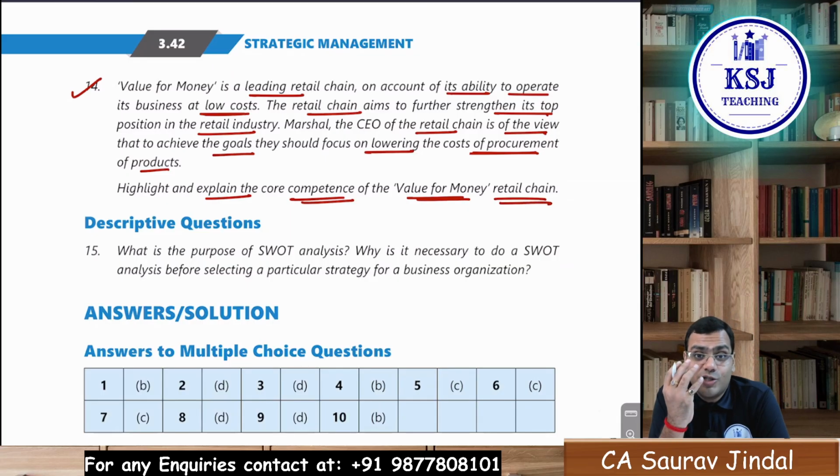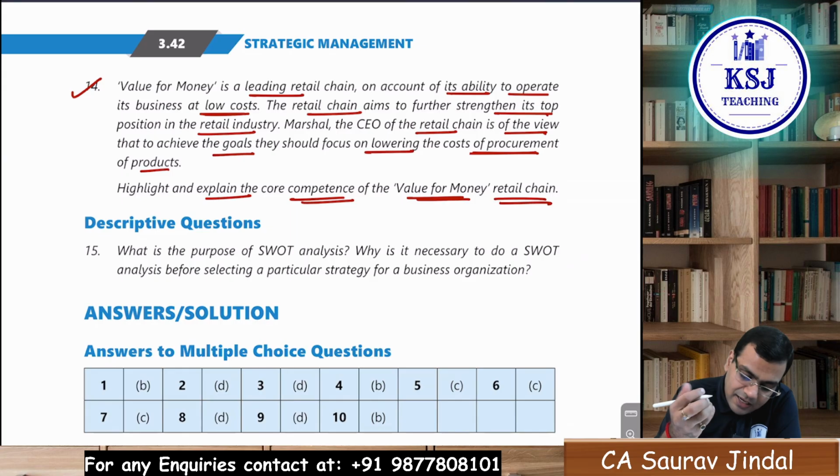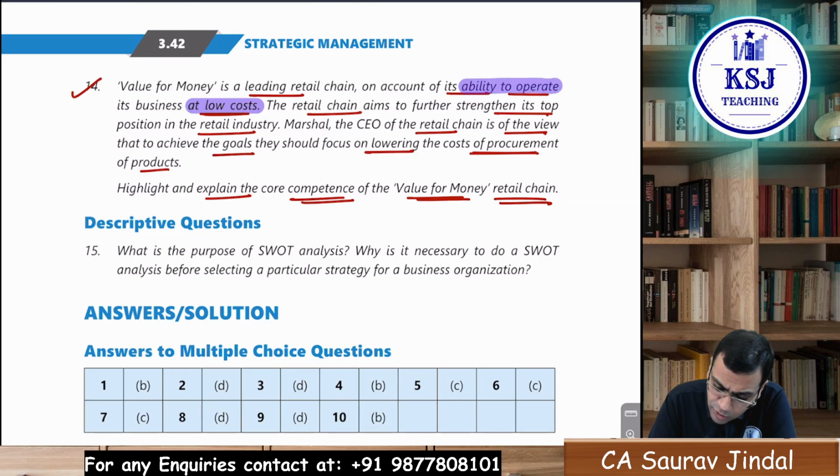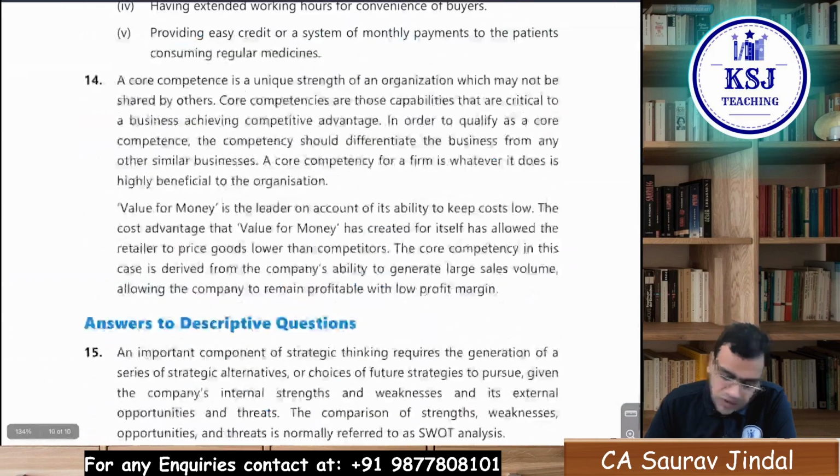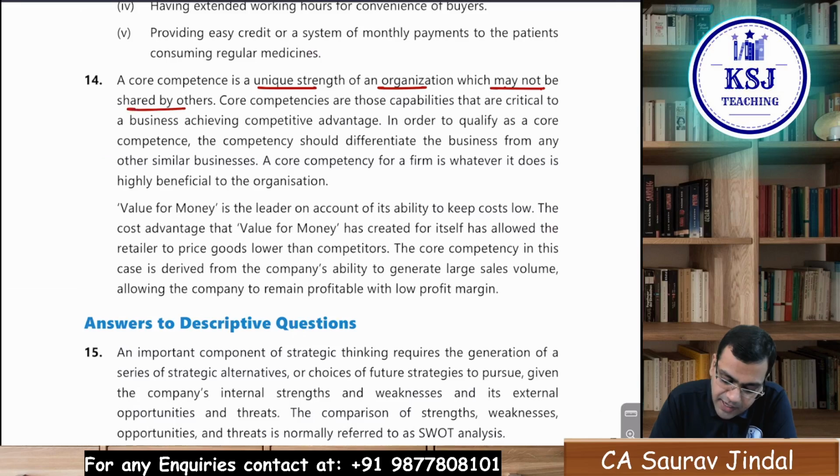Core competence means their strength, something which other people are not having, based on which they can get the competitive advantage in the market. Here, for them, the core competence is the ability to operate its business at low cost. This is their core competency based on which they can get the competitive advantage. So core competency is the unique strength of an organization which may not be shared by others. Core competencies are those capabilities that are critical to the business achieving the competitive advantage.